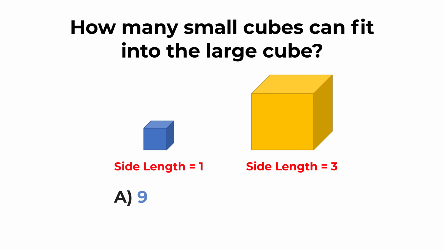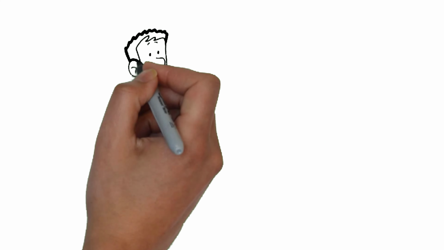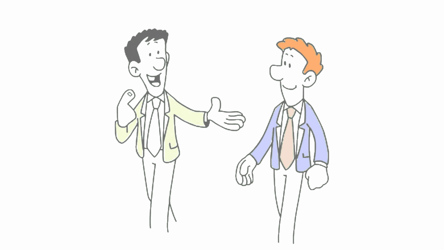Choice A, 9. Choice B, 18. Choice C, 27. And choice D, 81. Do you know the answer? Give yourself a few moments to calculate it. Maybe 20 to 30 seconds. This is about as much time as you get in the real test. Ready or not? Let's go ahead and get to the correct solution together.